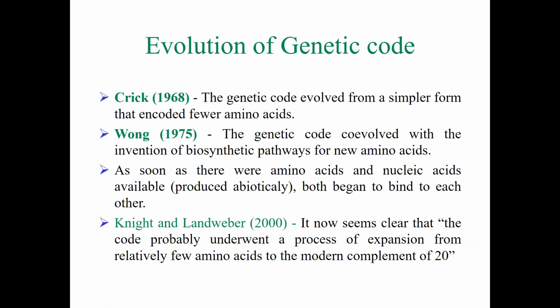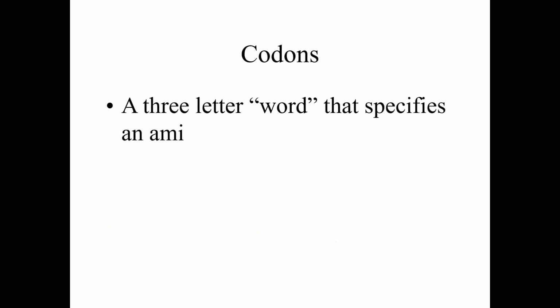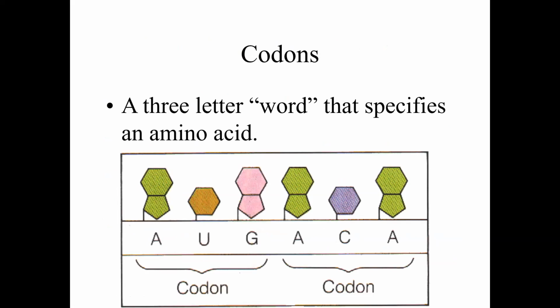So, evolution of the genetic code: the first genetic code evolved from a simpler form that encoded fewer amino acids. There are lots of people who worked to confirm the genetic code. Codon means a 3-letter word present in the mRNA that specifies an amino acid. So 3-letter words, for example, AUG or ACA. So adenine, cytosine, adenine, and it recruits a particular amino acid.